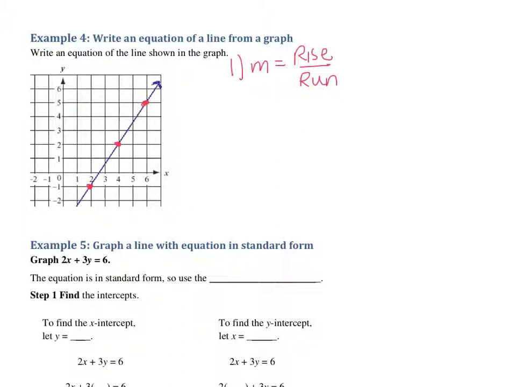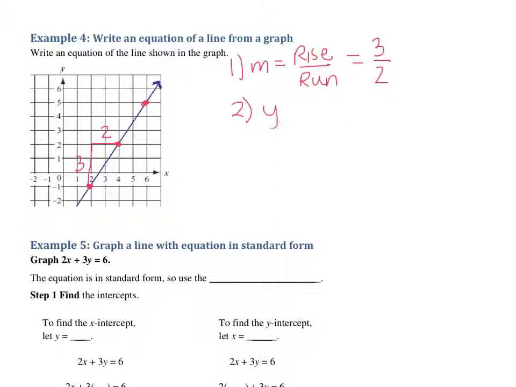So I'm going to use just 2 of them. I'm going to go up. That's a rise of 3, and over a run of 2. You should remember that from Algebra 1. So my slope of this line is 3 over 2, 3 halves. That's the rise over the run from the graph.